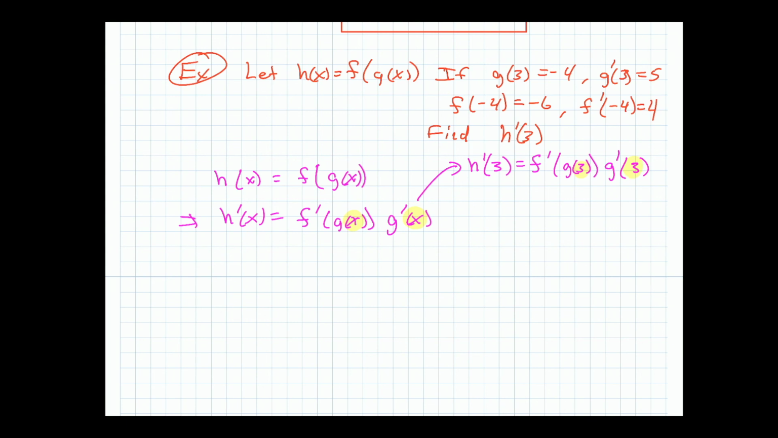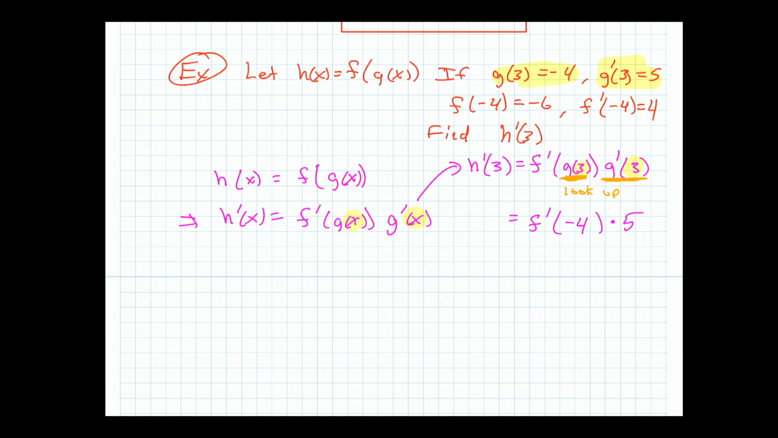Now what you've got to do is work those out, because you've got g of 3 and g prime of 3. So you look these up in your list of stuff you know. So you have f prime of, what is g of 3? You look it up, you find it right here. G of 3 is negative 4. And then you look up the other one, g prime of 3. Well, g prime of 3 is right here. G prime of 3 is 5.